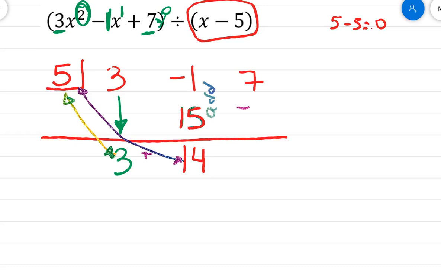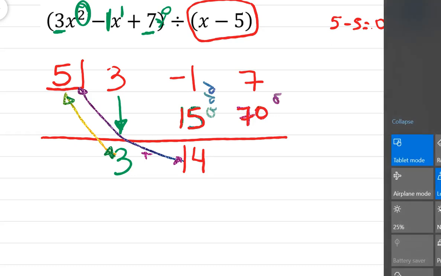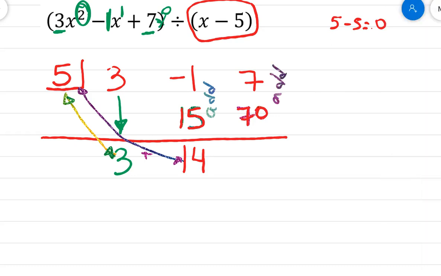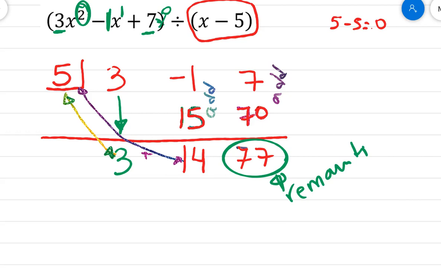And I'm going to write it below the next coefficient. Let's use the red. And now I am going to add 70 plus 7, 77. Now, the last number below the line is your remainder. This is my remainder. And the other two numbers are the coefficients of your quotient.